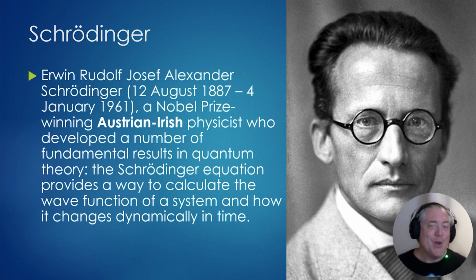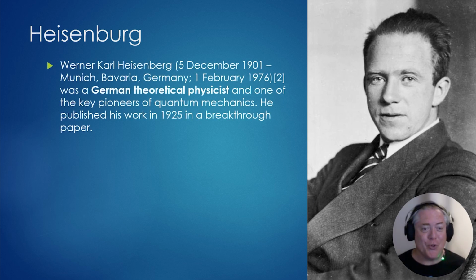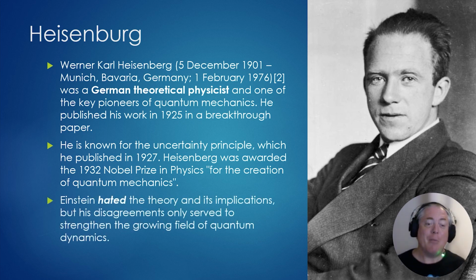Now, about this time, Schrödinger comes along, an Austrian-Irish physicist who made some huge contributions to science, particularly showing that electrons aren't dots like billiard balls. They're more like waves. They can be in multiple places at the same time. Along comes Heisenberg shortly after, a German theoretical physicist, publishing his work in 1925 and coming up with quantum mechanics. Einstein, another great scientist at the time, hated quantum mechanics, but Einstein's later criticisms really helped bring out the best in quantum mechanics. It passed the toughest test that Einstein could throw at it.